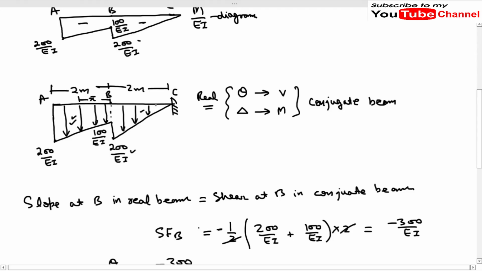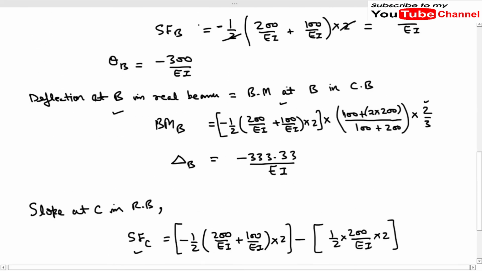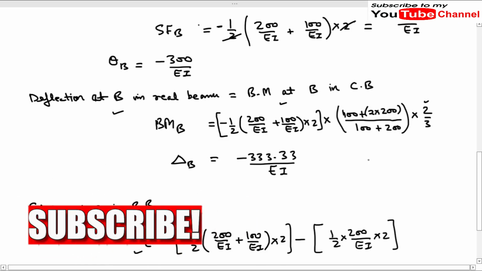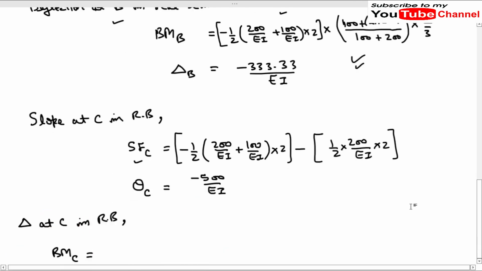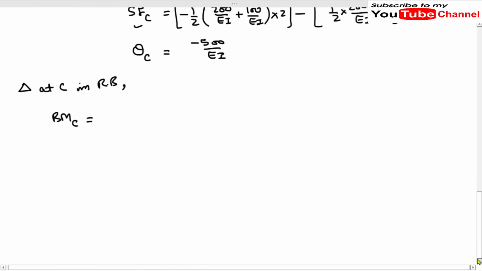So we have to find out the bending moment of these two loadings about this point C. Okay, so we can do it in a similar way as we have done here for the bending moment at point B. So first of all we will consider the trapezoid. So the area is 1/2 times (200/EI + 100/EI) times 2. Okay, so this is the area.